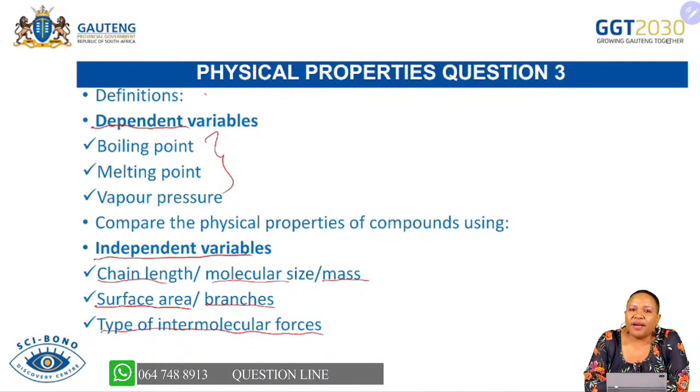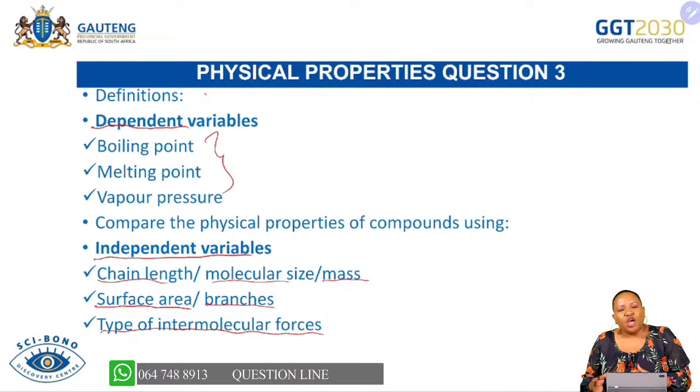So our dependent variables will depend on our independent variables, which will be changing as we compare different compounds that the question or the exam will be looking at. So it is very important that there is no way you can choose mass or surface area or type of intermolecular force as the dependent variable. The mass of a substance cannot depend on the boiling point, but the boiling point can depend on the mass.